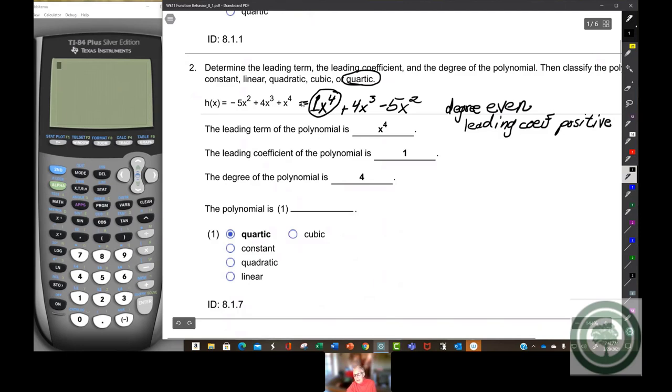Now here we have a leading term 4, which is even, and the leading term is positive. The end behavior of this is up on the left and up on the right. We're talking about at the ends. And when we're talking about end behavior, we're not talking about what happens in the middle, just at the ends.